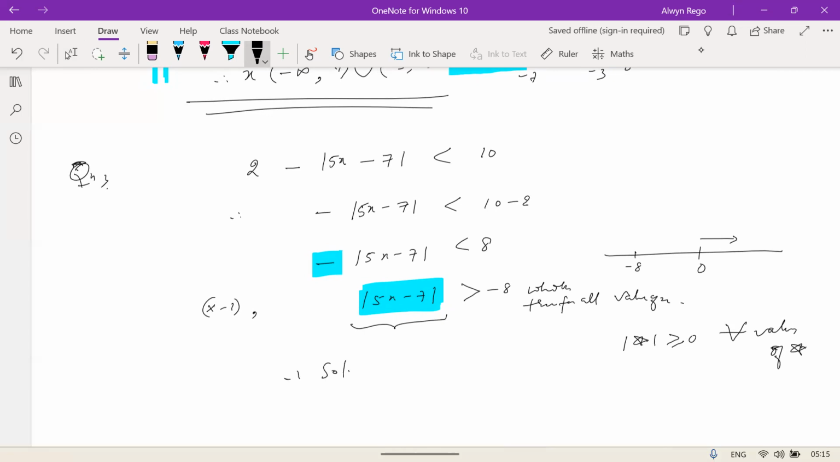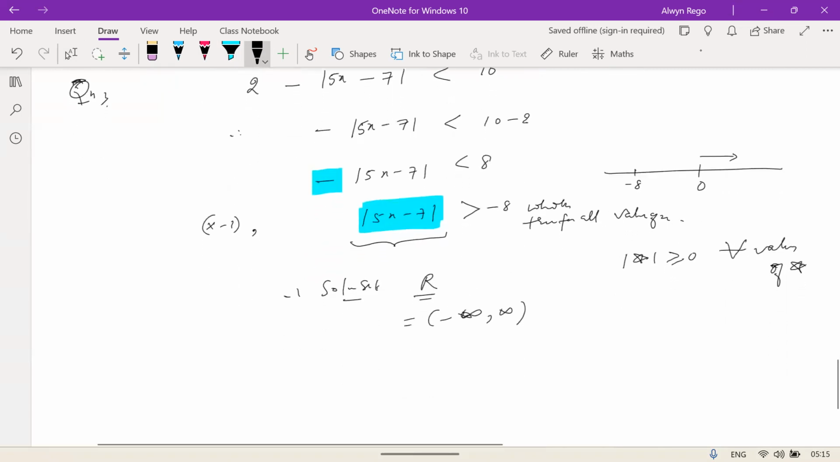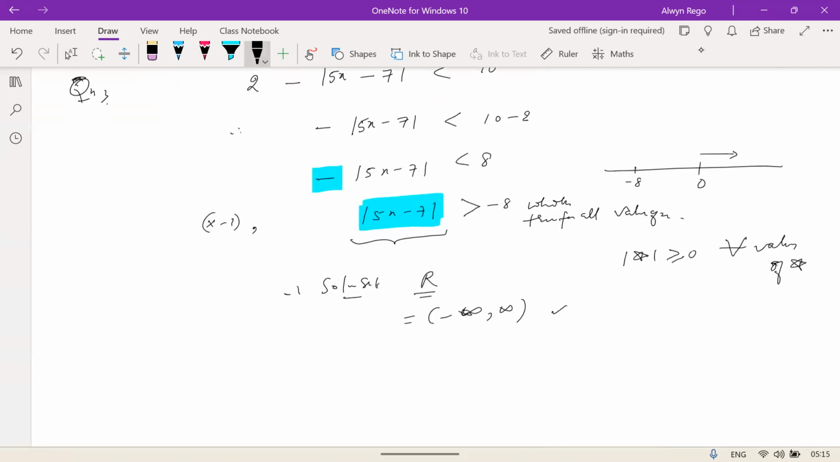Therefore, you'll find that the solution set is all real numbers, or you can write this one as -infinity to positive infinity. You can plug any value. You'll find that that holds good for any value of x. No matter what is the value of x you substitute, whether you substitute x equal to 10, or x equal to 0, or x equal to -10, no matter what you substitute, this will be always true for all values of x here. So that's the solution set.